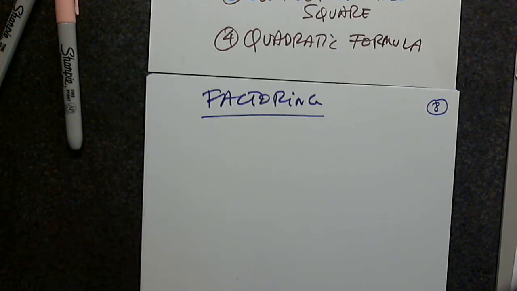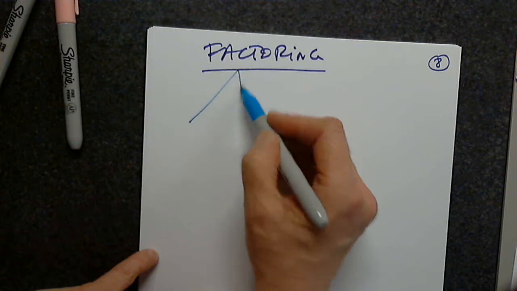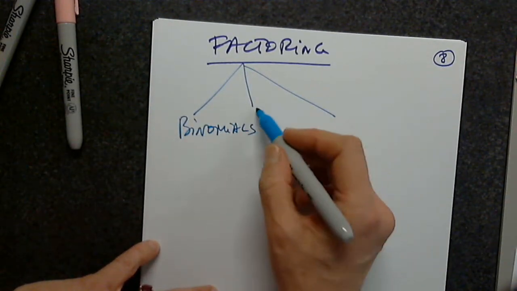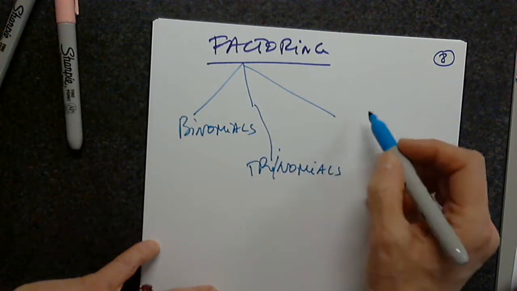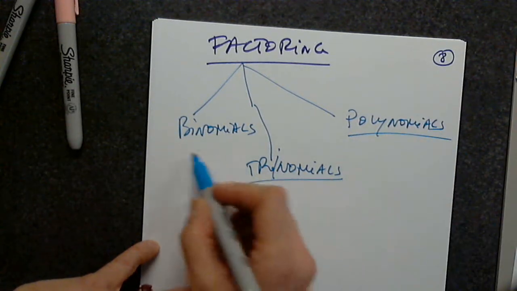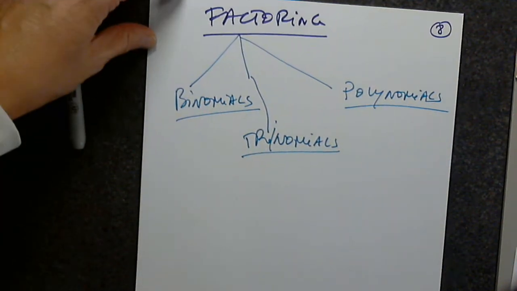So I divide factoring into 3 different groups with 3 different strategies. So here they are: binomials, second one, trinomials, and polynomials. They are all different. Some similarities exist, but they're all different strategies. So let's start by factoring binomials.